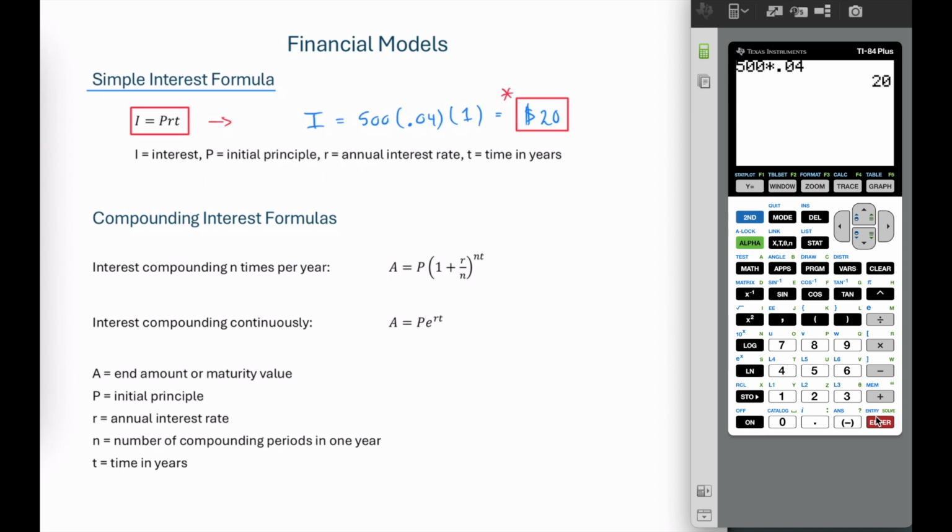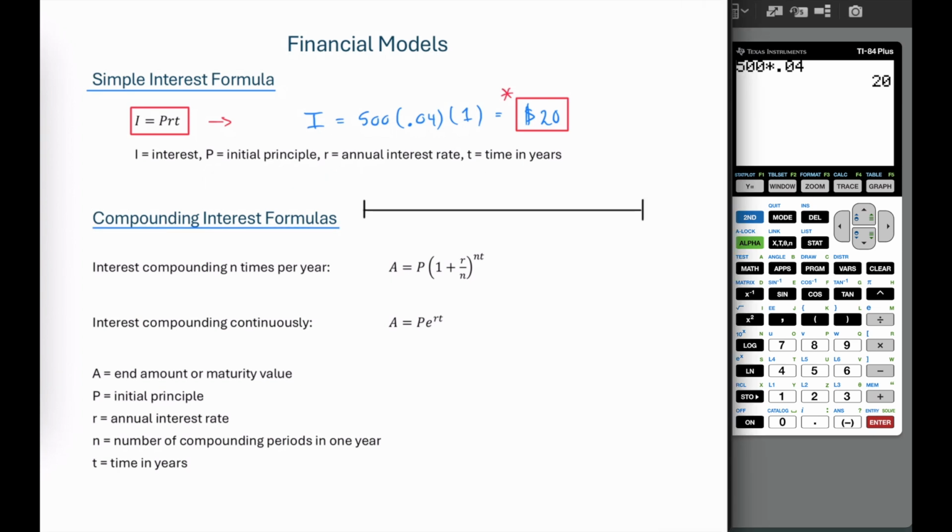Compounding interest is a different scenario. Compounding interest is a situation where we earn interest on the interest that has been earned. So let's consider the scenario where interest compounds n times a year. And let's let this number line be such that we have time equal to 0 at the beginning and time equal to 1 year at the end. And each of these tick marks represents a compounding period.